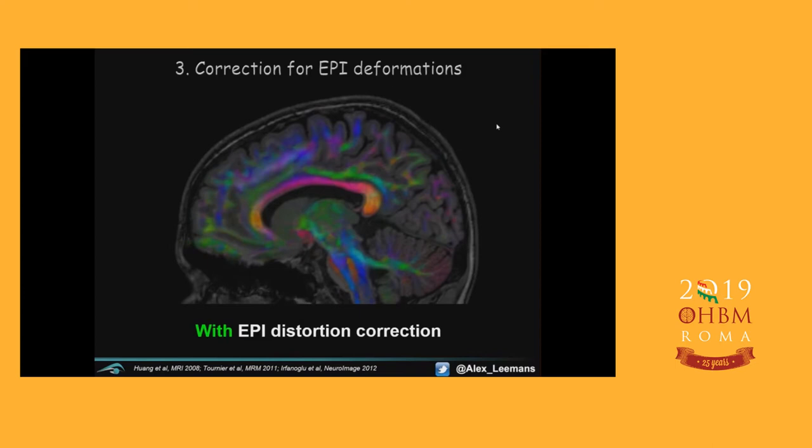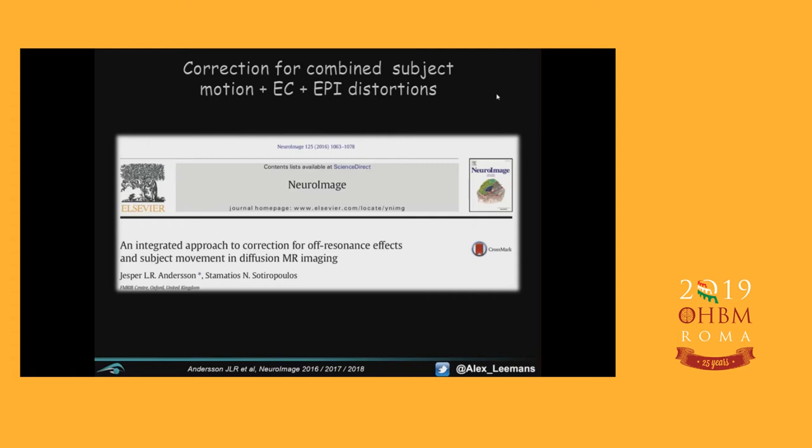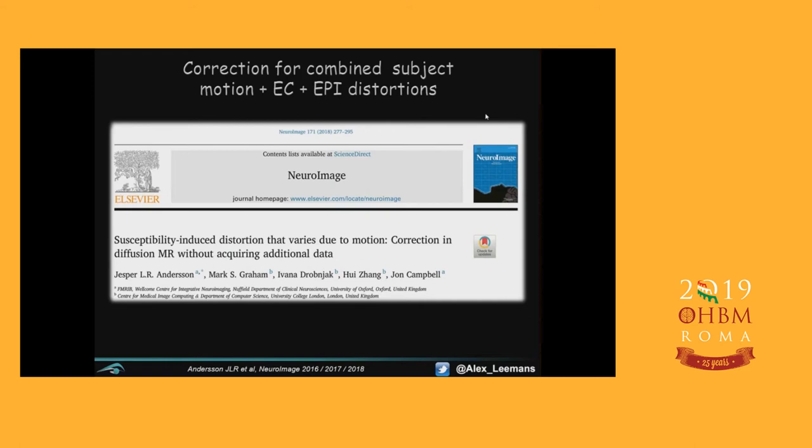Okay, and then there's a lot of nice work from the FSL people. Jesper Andersson is pioneering this, basically integrating subject motion, eddy currents, EPI distortion, and even doing this all on the fly while correcting for diffusion motion artifacts. So a lot of improvement in recent years there.